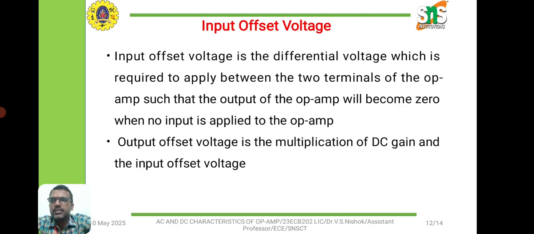Similarly, the next characteristic is the input offset voltage. Here, when no input is given, some of the signal from the power supply will flow through the input path and produce millivolts of output when there is no AC input signal given to the operational amplifier. So this will deviate its output. In order to reduce this millivolt output at the output to 0, we give some additional voltage in the input path of the operational amplifier, which is called the input offset voltage.